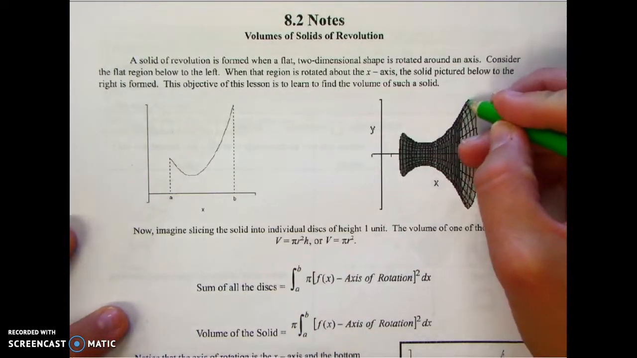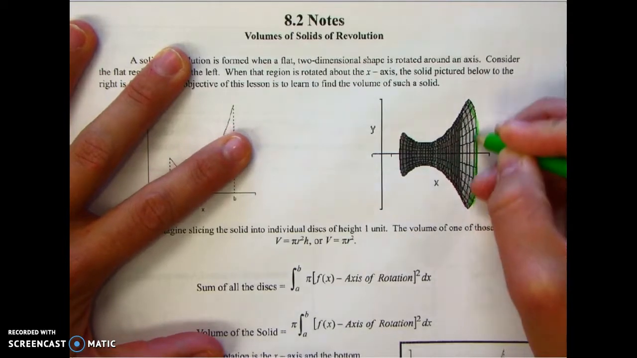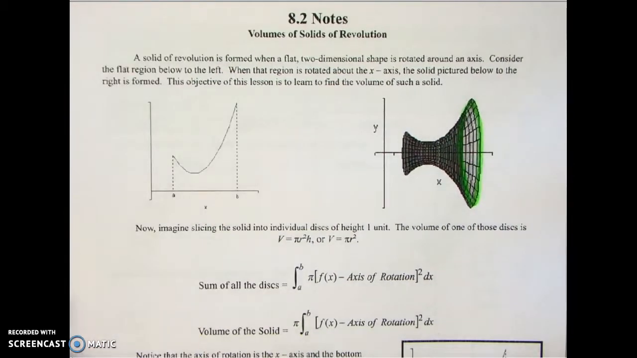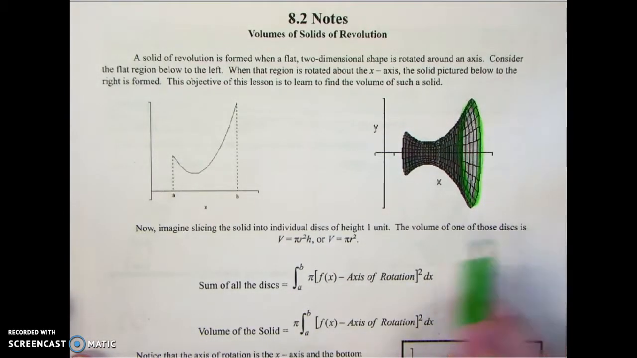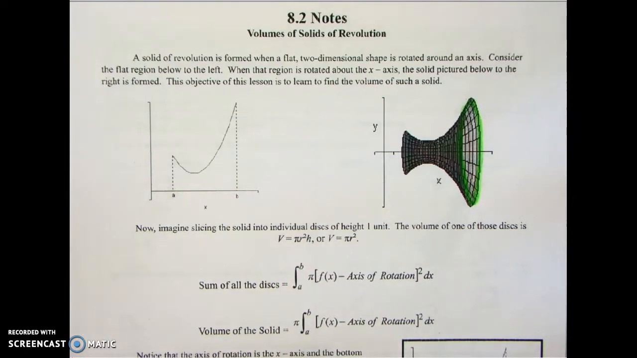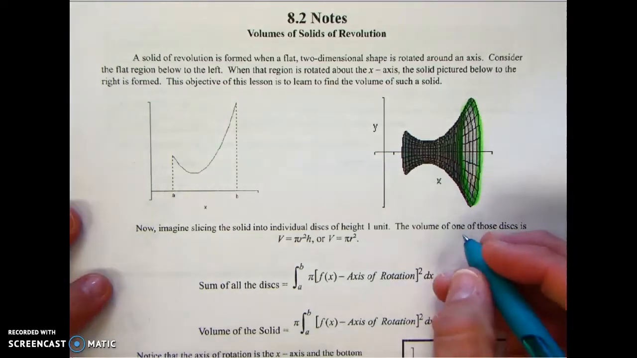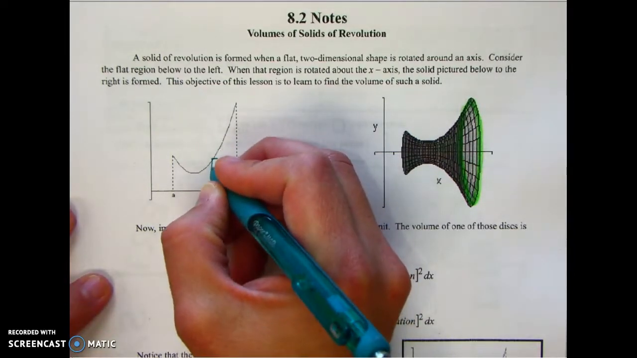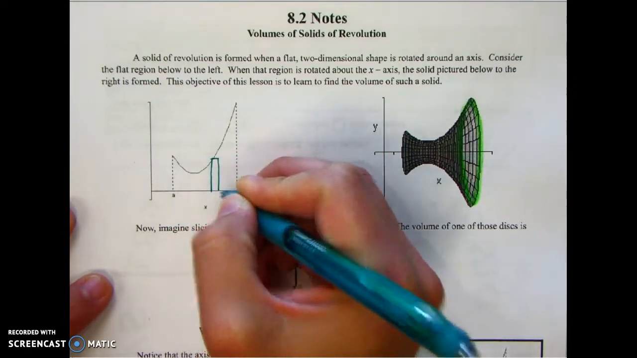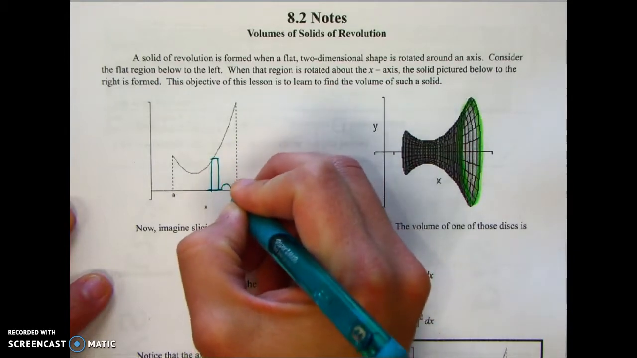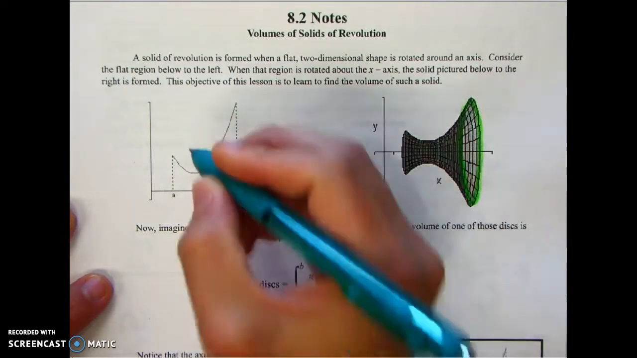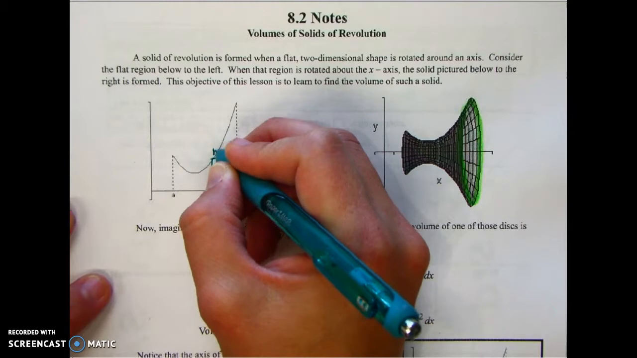So if you slice this, you would get a single circle. The volume of one of those discs would be pi r squared times h, because it's a mini cylinder. So we have our little slice, and we rotate it, and if this is the axis of rotation, then this would be the radius of the disc. And this little piece is our height.